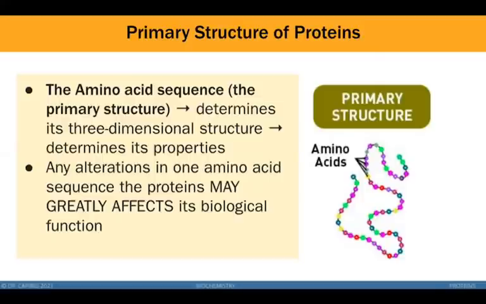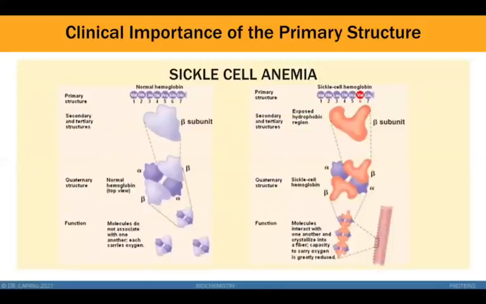And any alteration in one amino acid may greatly affect the biological function of the protein. Now, please take note, may greatly affect. It does not always mean that if you have an alteration of one amino acid, it can cause severe alteration in proteins because we have what we call silent mutations. And this is greatly exemplified with sickle cell anemia.